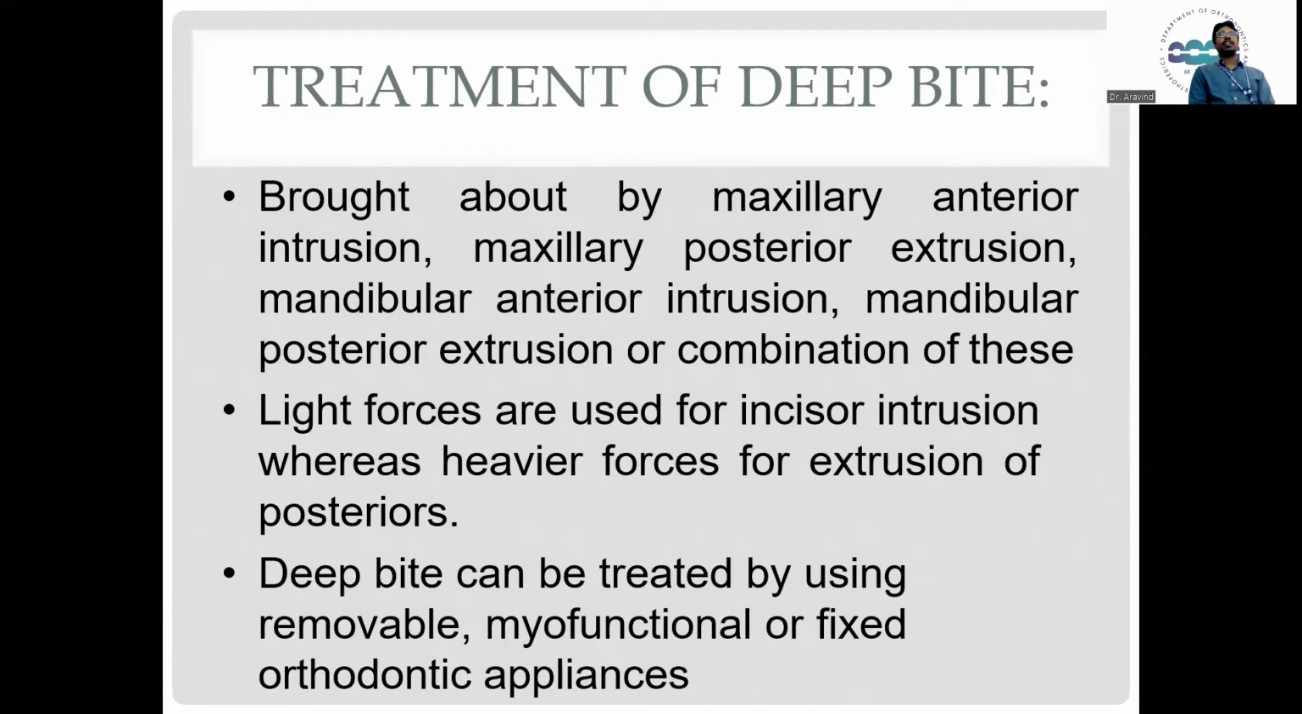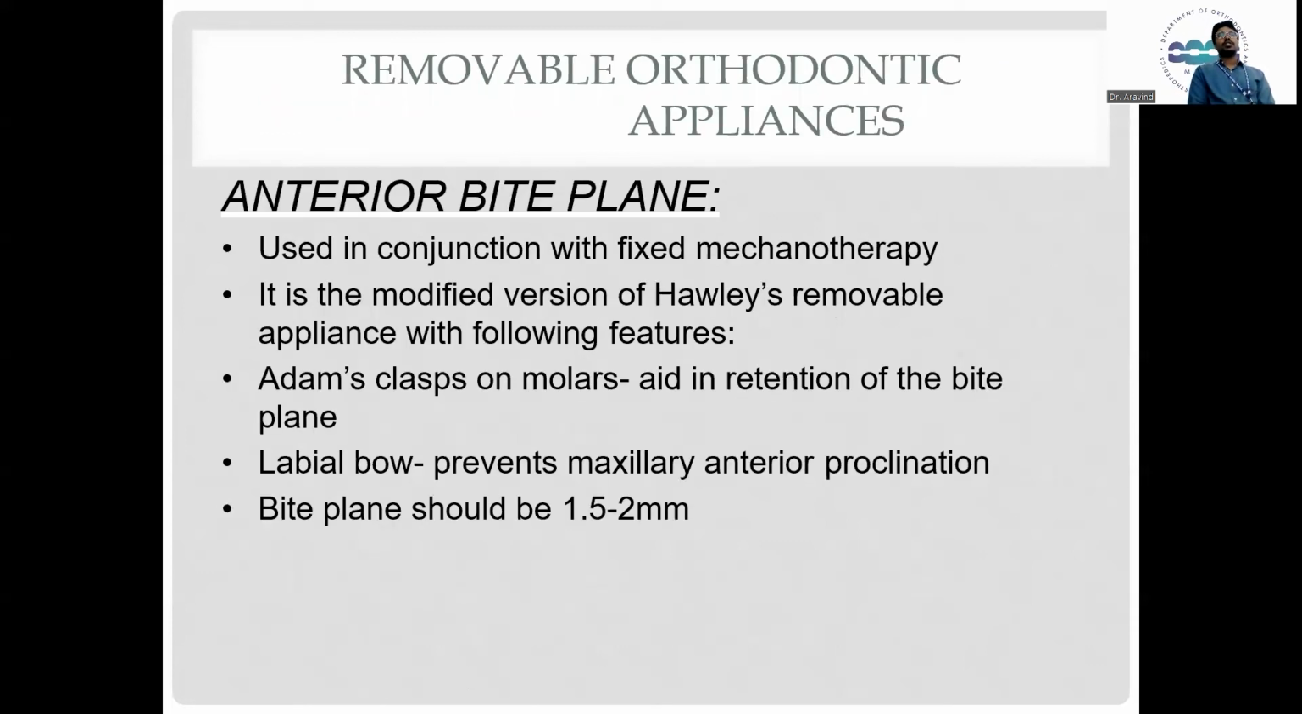Deep bite can also be treated by using certain removable, myofunctional or fixed orthodontic appliances. Coming to removable orthodontic appliances, we have anterior bite plane appliances, which can be used in conjunction with fixed mechanotherapy. This is a modified version of Hawley's removable appliance with the following features: the presence of Adams clasps on molars, which aid in retention of the bite plane, and a labial bow which prevents maxillary anterior proclination. The bite plane thickness should be around 1.5 to 2 mm, not more than that.